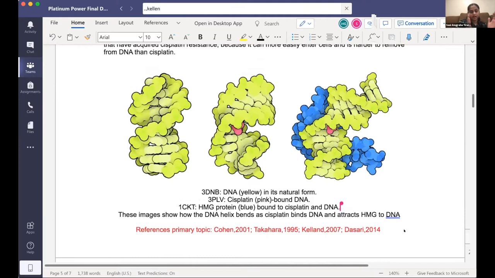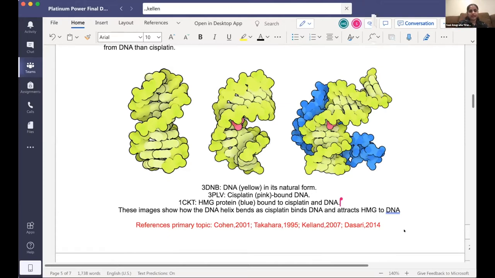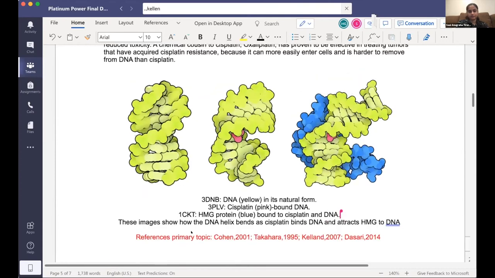So we have a standard conformation DNA, and then there is cisplatin coming and binding to the minor groove there, so that you could see the bend in the DNA. And this bent cisplatin-DNA complex is now conveniently pulling HMG towards itself and forms a complex of HMG, DNA, and cisplatin. And these are the four references that we have basically used to come up with the primary topic.